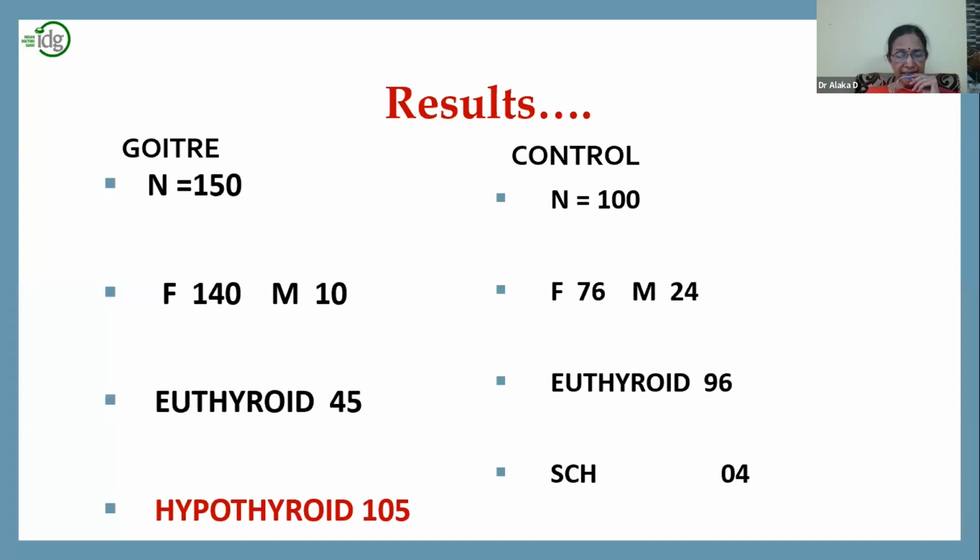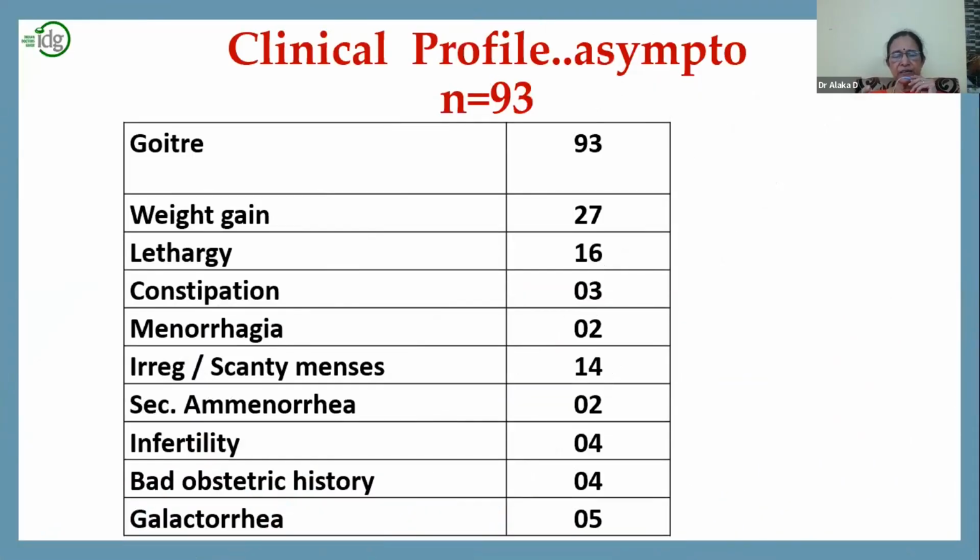They didn't complain of it, but when I asked direct questions, this is what I found. 93 complained of goiter, 27 complained of weight gain. This is on direct question. Have you put on weight? Yes. Is there lethargy? Yes. 3 had constipation. Only 2 had menorrhagia, while 14 patients had irregular scanty menses or secondary amenorrhea.